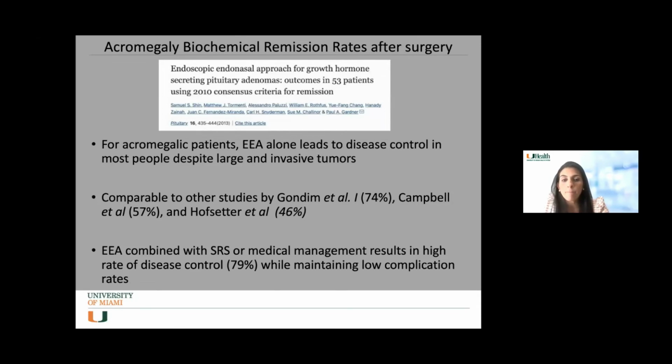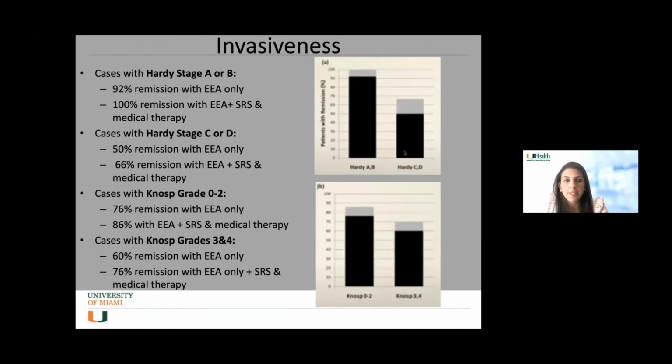So surgery alone is a little bit less, and this is proven in different studies. The Hardy staging is just another, similar to the Knosp grading scale, that tells you invasiveness. It takes into consideration invasiveness and size. And you can see here what your remission rates can be. And as you would expect, the more invasive tumors, which are these Knosp grades 3 and 4, or the Hardy stage C and D, you're going to get lower remission rates.